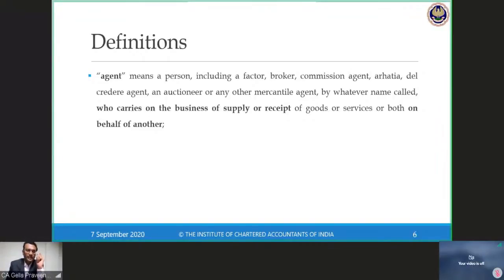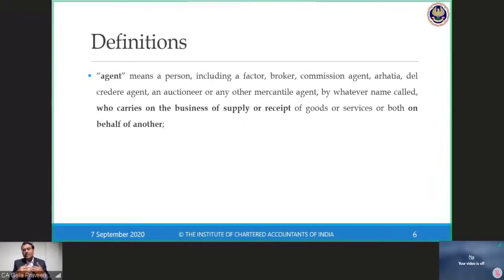Now, for what purpose? Supply or receipt. So this agent, he is either supplying the goods or receiving the goods. He is supplying the services or receiving the services. Now, for a moment, if we stop here, it says supply or receipt of goods. Let us ignore services for a moment. Supply or receipt of goods.